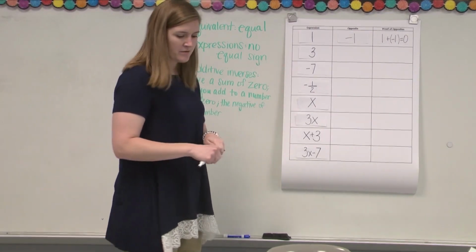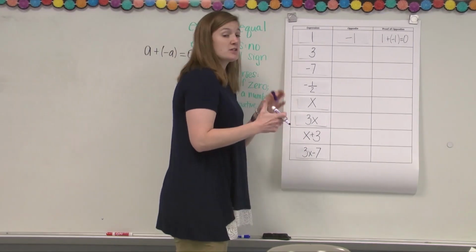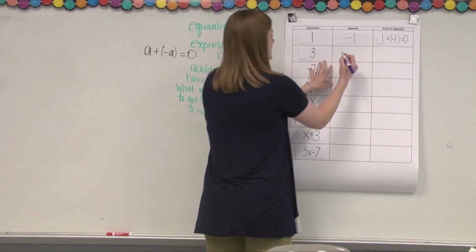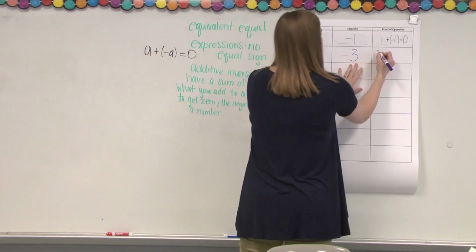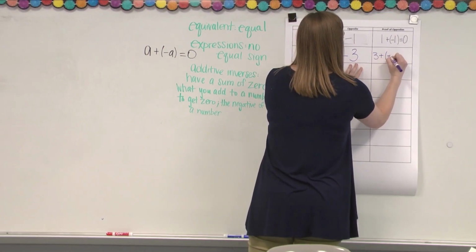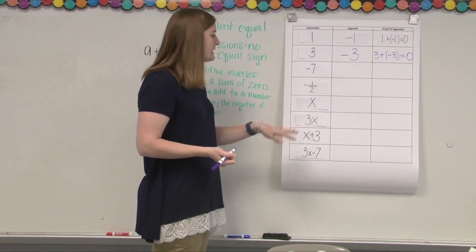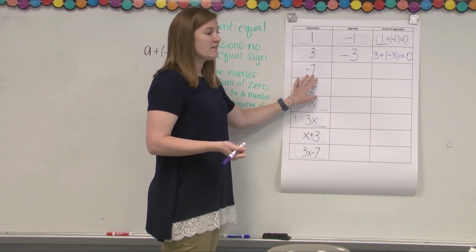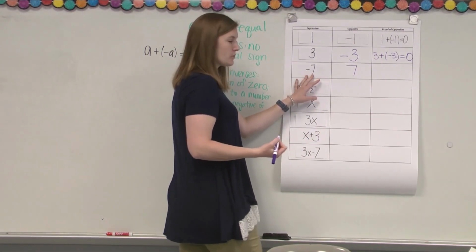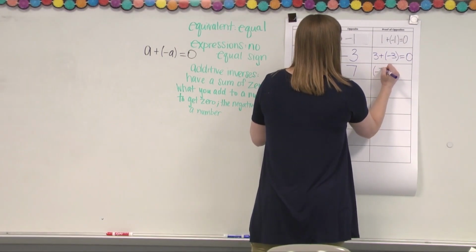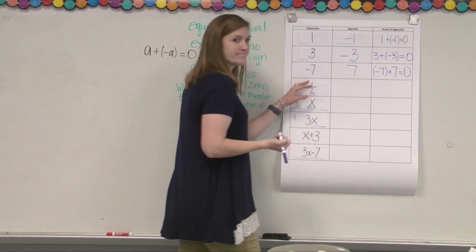So let's go ahead and fill some of this in and talk about how these make opposites. My expression is 3. The opposite of 3 is negative 3. To prove that those are opposites, when I add 3 plus negative 3, it does equal 0. My next expression is negative 7. The opposite of negative 7 is positive 7. To prove that those are opposites, when I add negative 7 plus 7, it equals 0.